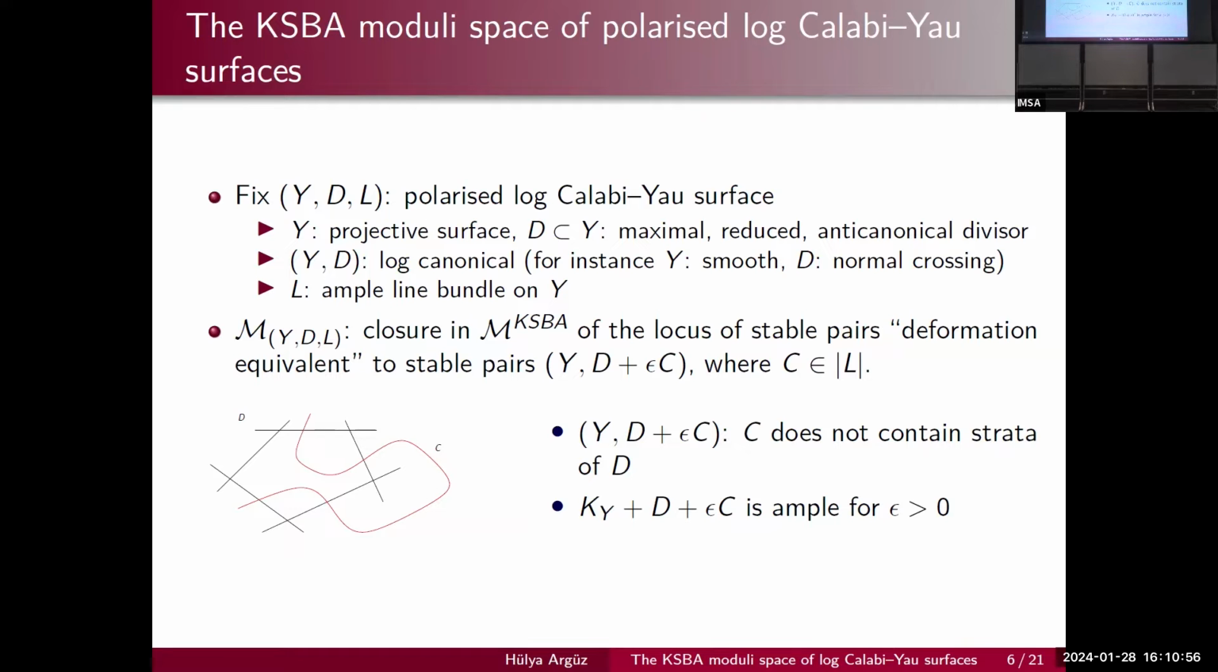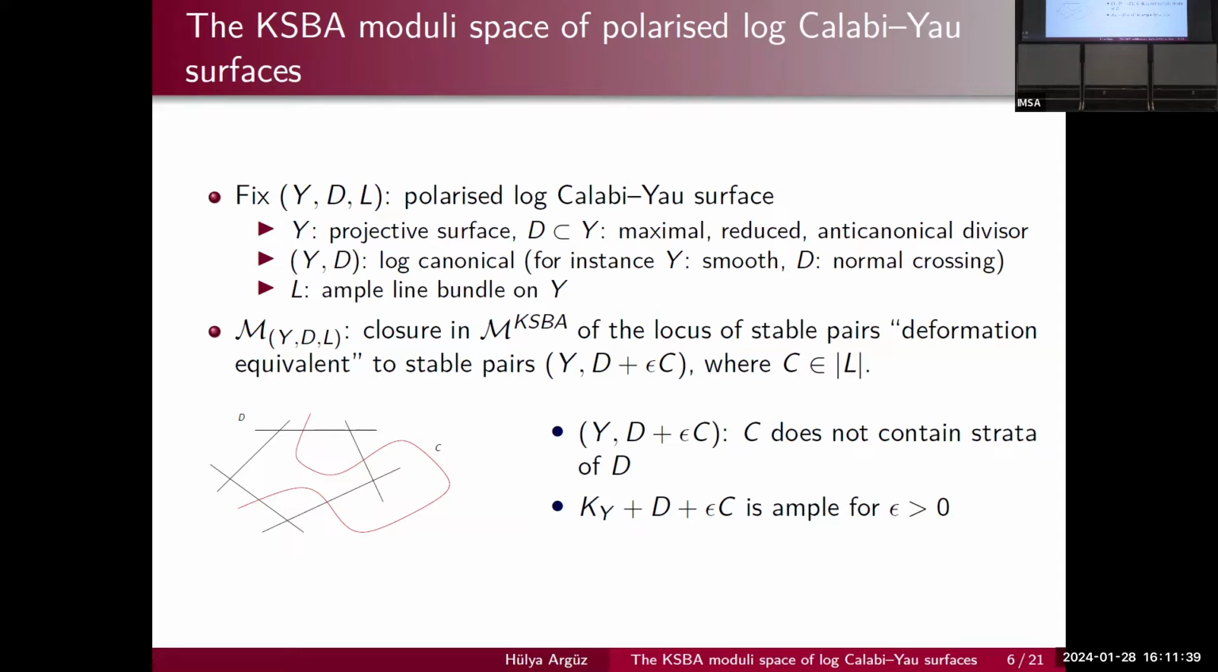And M_{Y,D,L}, if you look at the closure in the KSBA moduli space of the locus of stable pairs which are deformation equivalent to the stable pairs (Y, D + εC), where C is in the linear system of L. So in the purely toric situation, there is no complex moduli space of it. The toric varieties are rigid. But here, we look at stable pairs deformation equivalent to (Y, D + εC), where we also vary C. And we try to understand what this moduli space is concretely, geometrically.